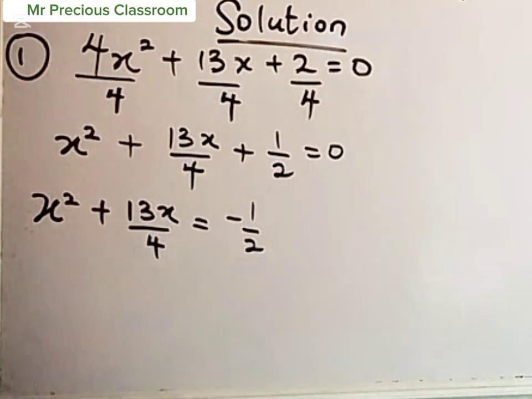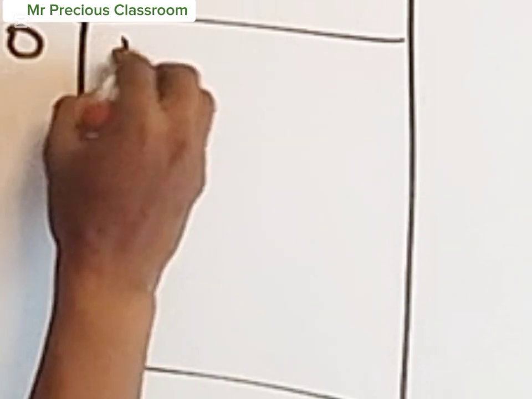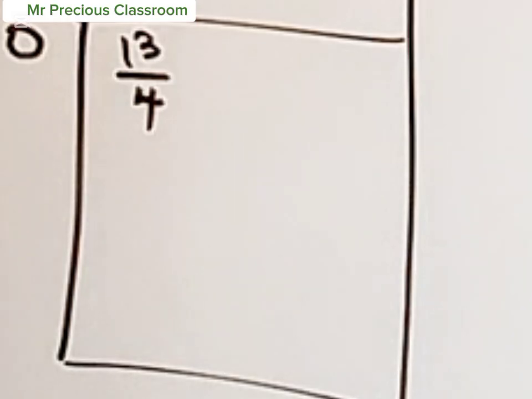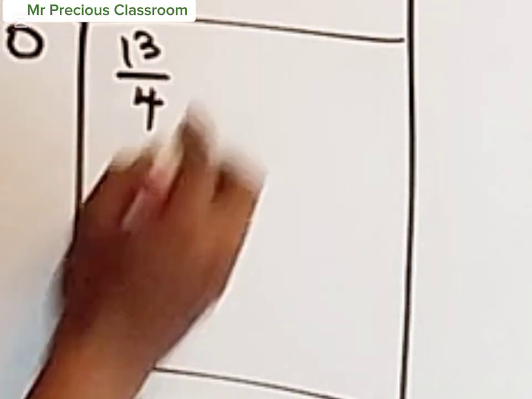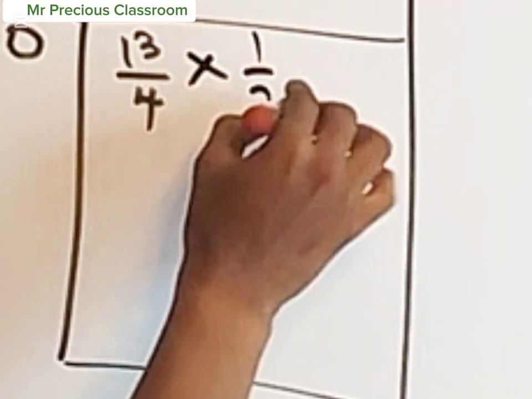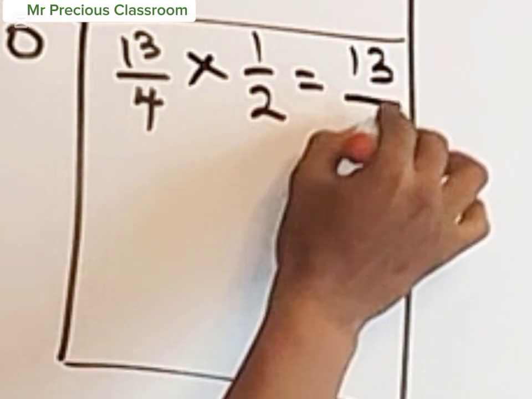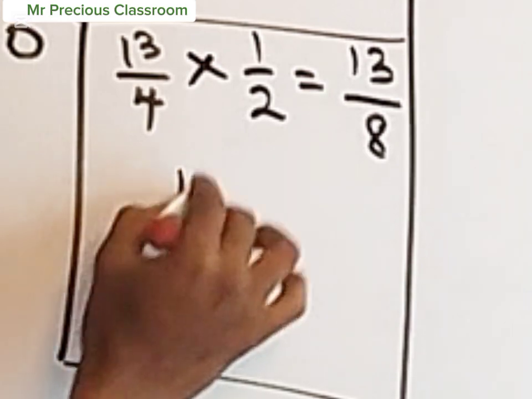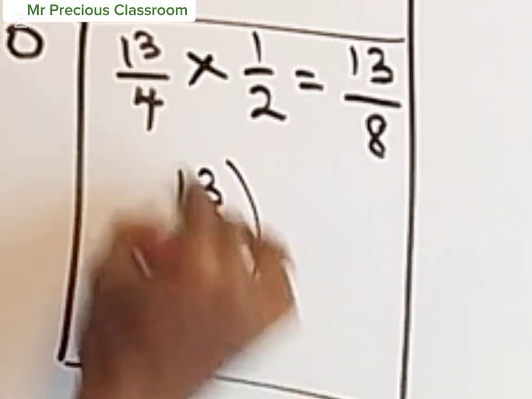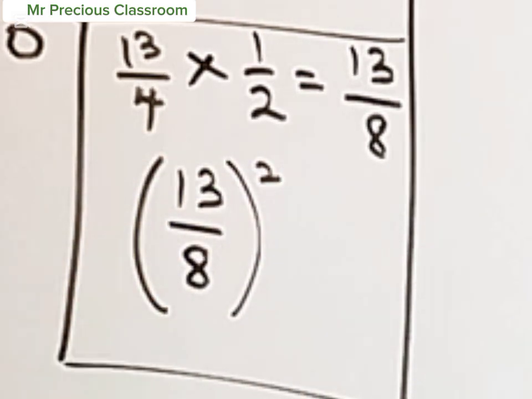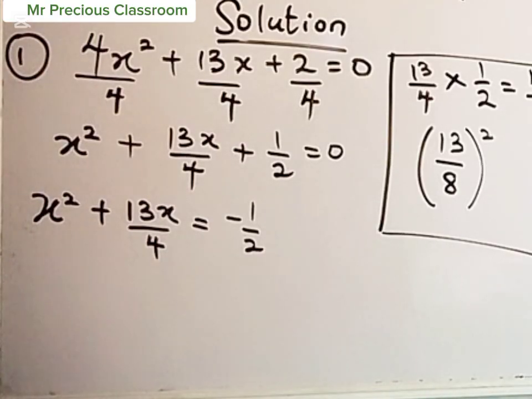Now the coefficient of x is 13 over 4. If you multiply 13 over 4 times 1 over 2, you will have 13 over 8. So that 13 over 8, you square it. Now this is what we are going to introduce to the left hand side and the right hand side of our equation. That is the process of completing the square.